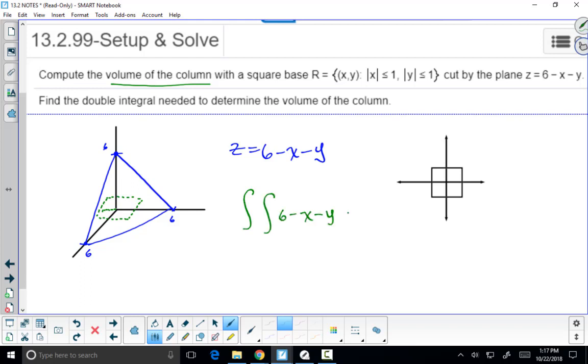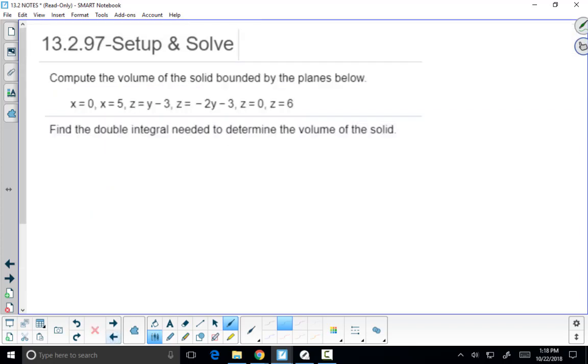That's our upper surface. And it does not matter whether we do dy dx or dx dy. We go minus 1 to 1, minus 1 to 1. Does that make sense? So the plane is sitting above, and if we want volume between two surfaces, we do upper minus lower. The lower surface is z equals 0 in this case. And that's a pretty straightforward integral. So that's going to help us a little bit with the previous one, which is much harder.